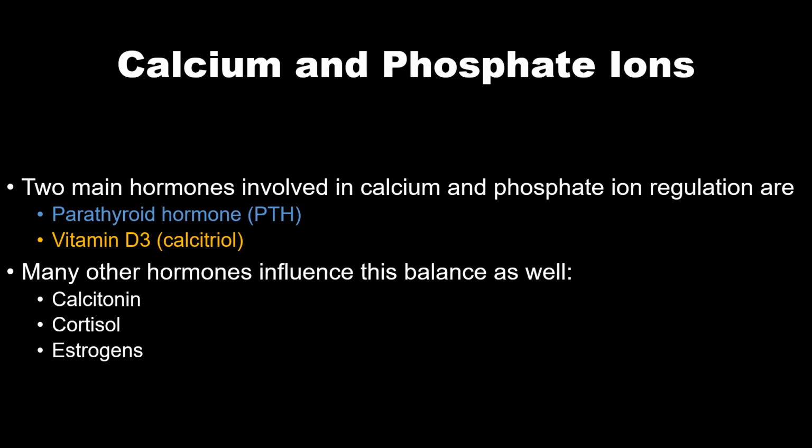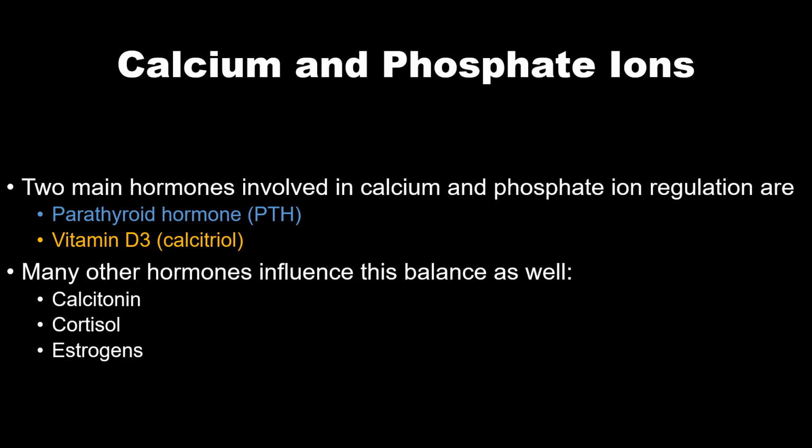And the two main hormones involved in these regulations are parathyroid hormone and vitamin D3 in the form of calcitriol. However, there are other hormones that influence this balance, like calcitonin, cortisol, and estrogen. But if you remember, parathyroid hormone is released from the parathyroid glands in response to a decrease in calcium ion concentration in the blood. The parathyroid hormone triggers osteoclast activity, and also triggers calcium ion reabsorption in the kidneys. And in addition to this, it decreases the reabsorption of phosphate ions.